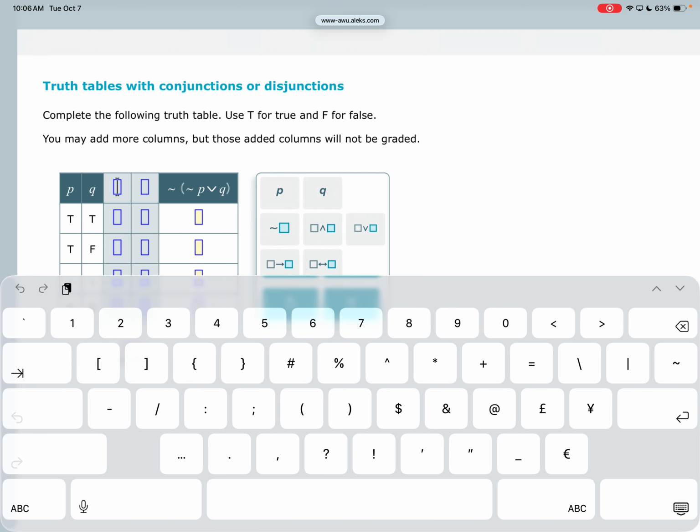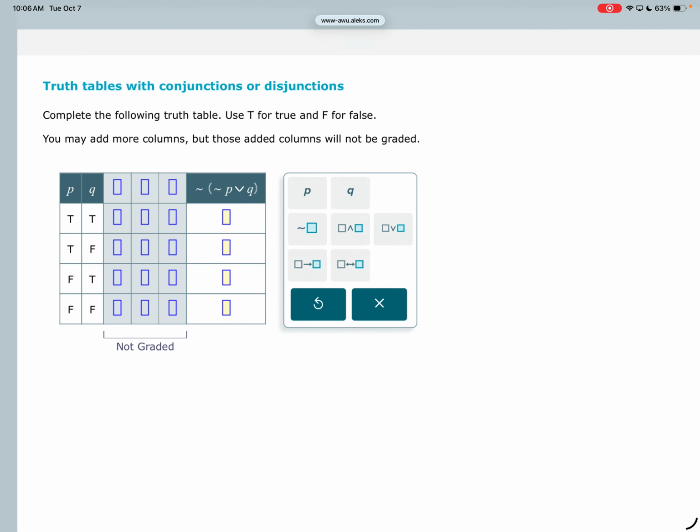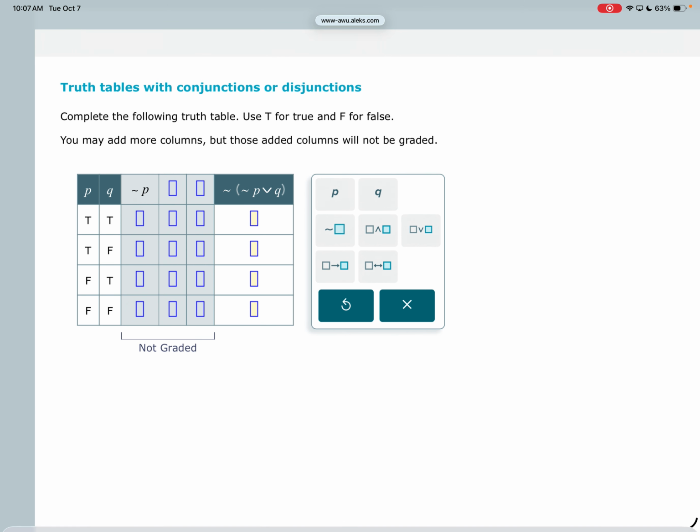You have to add some columns in here. On this one, I'm going to actually add 3. I don't know, y'all are the lucky ones. I don't think last class had 3. But I'm going to start like order of operations and do inside the parentheses. The first thing I'm going to find is not P. And you can add these not graded columns in here. I know y'all don't like to write a ton of stuff down, which is fine. I don't either. So I'm going to use this right here. I'm going to do not P first.